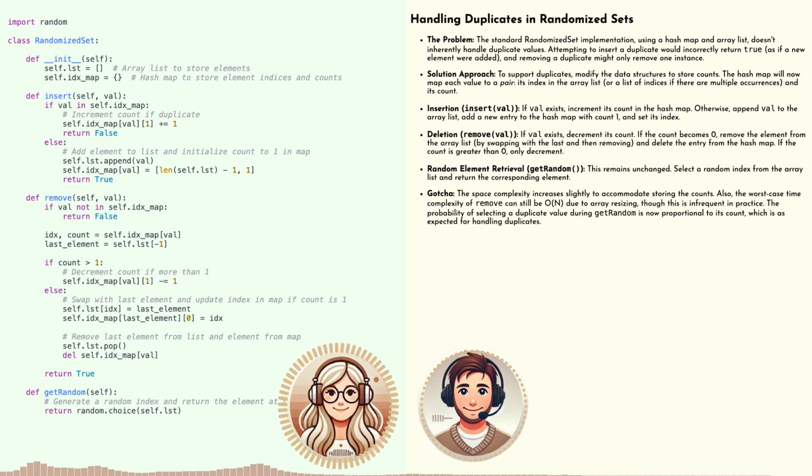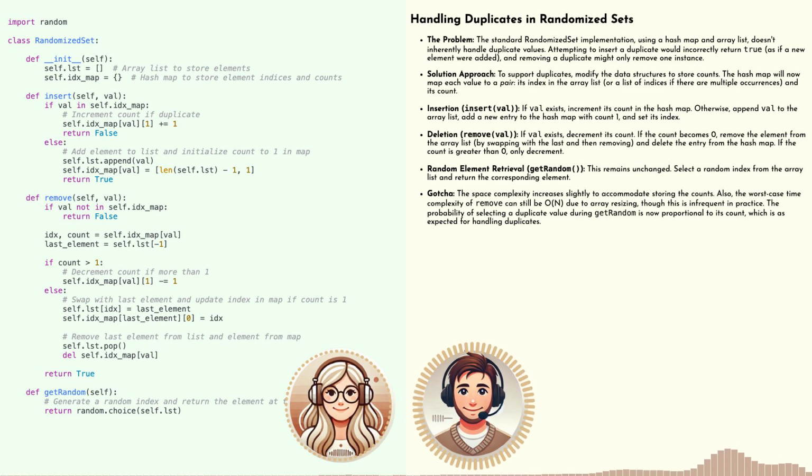Well, we've got to give our hash map a little upgrade. Instead of storing just a single index as the value, we're going to store a whole list of indices. A list inside the hash map. So like if we have 3 5s at indices 2, 5, and 8, the hash map entry for 5 would be a list containing those 3 indices. Exactly. That way we can keep track of all the spots where a duplicate element is hanging out in the array list. I see. So that solves the storage problem.